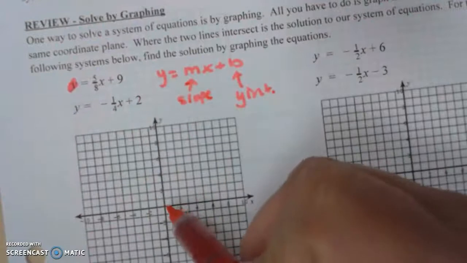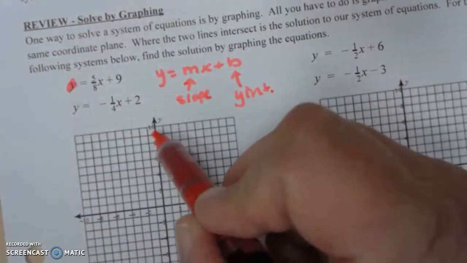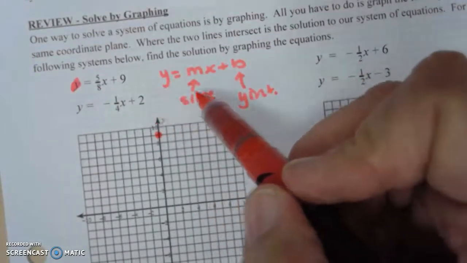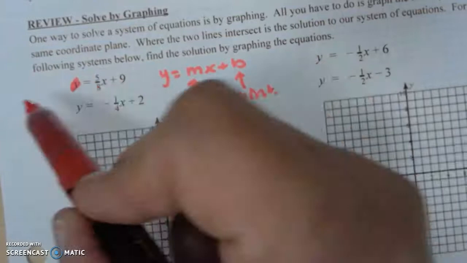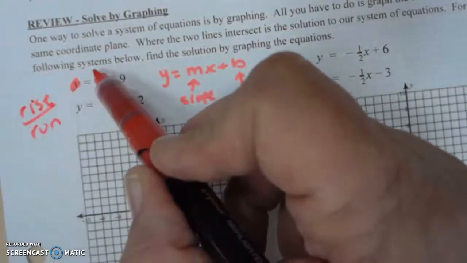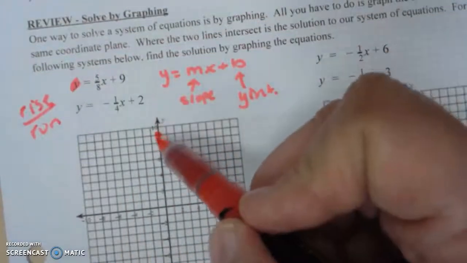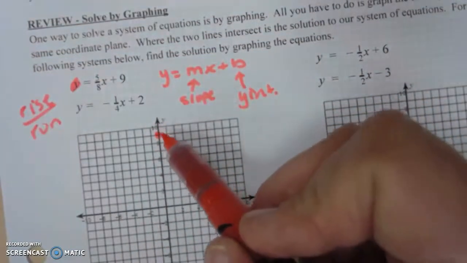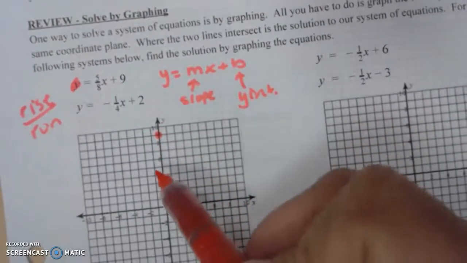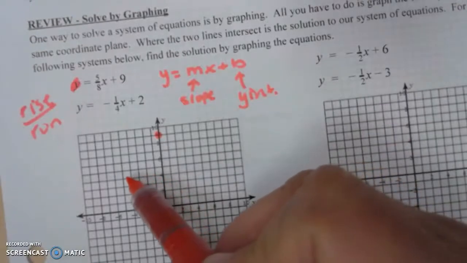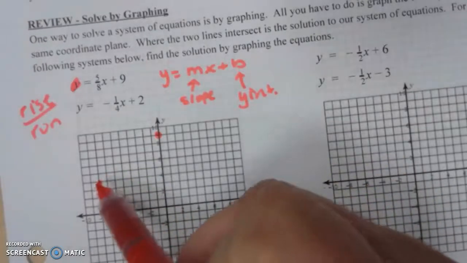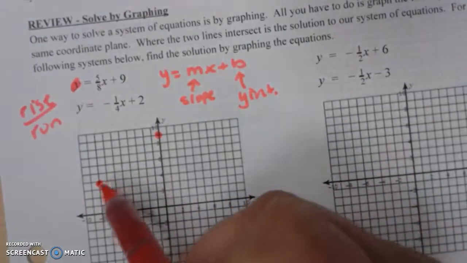So this is a 9, so I'm going to go up here, 2, 4, 6, 8, 9, and then it's 5/8. So typically I would go up 5 and over 8, right? Rise over run. The slope is rise over run. But since I can't go positive, I'm going to go negative, negative, and I'm still going to end up with a positive slope. So I'm going to go down 5, 1, 2, 3, 4, 5, and then over 8, 2, 3, 4, 5, 6, 7, 8. So these are 2 points on our line.